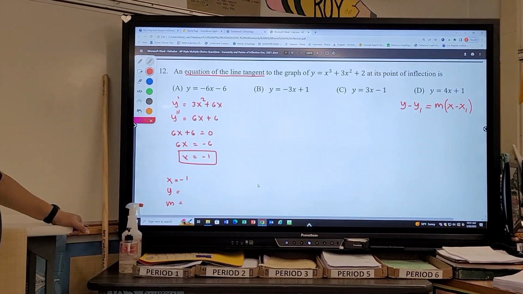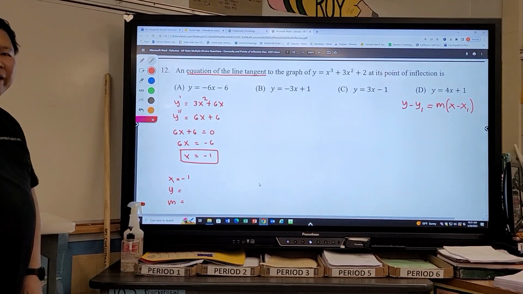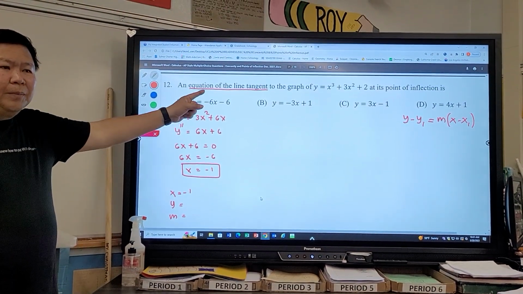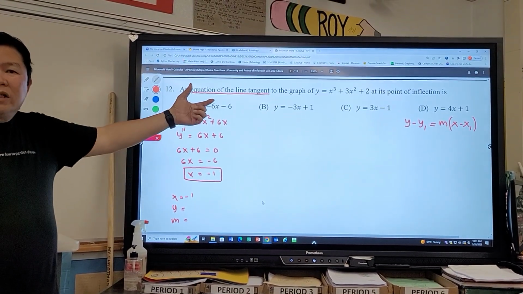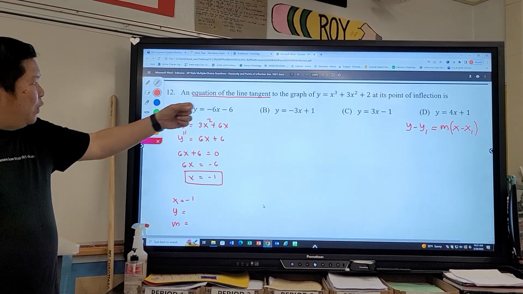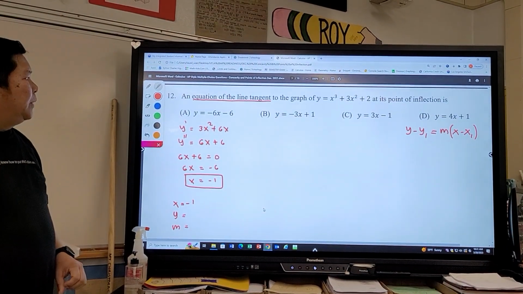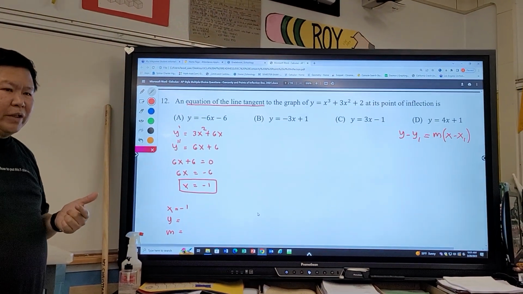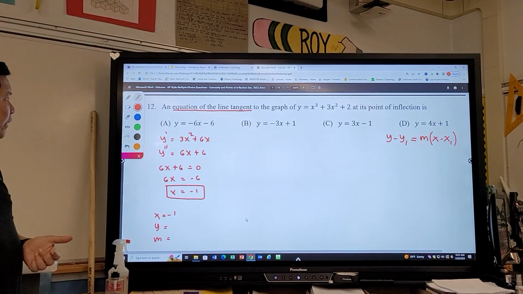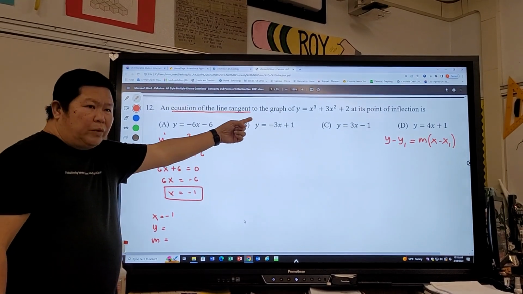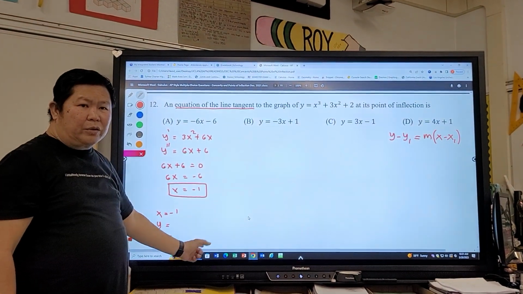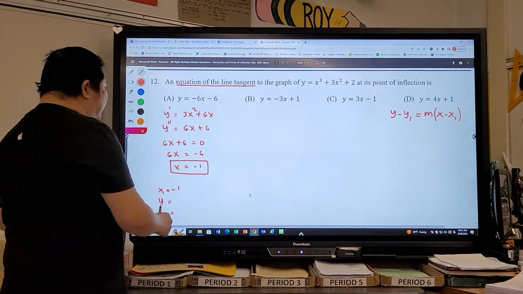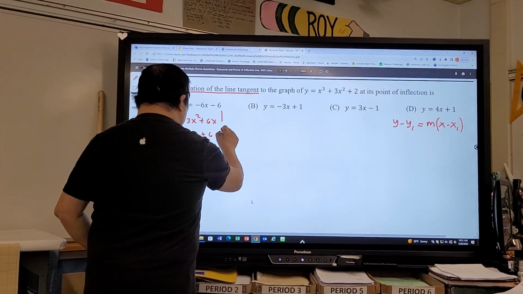Right? So what we do with that negative 1 to solve for y is plug in negative 1 to the given function, which is y equals x cubed plus 3x squared plus 2. Do it now. Just give me the value of y right away. Or do I have to show right here the solution to solve for y? Okay, as a guide, since this is review.